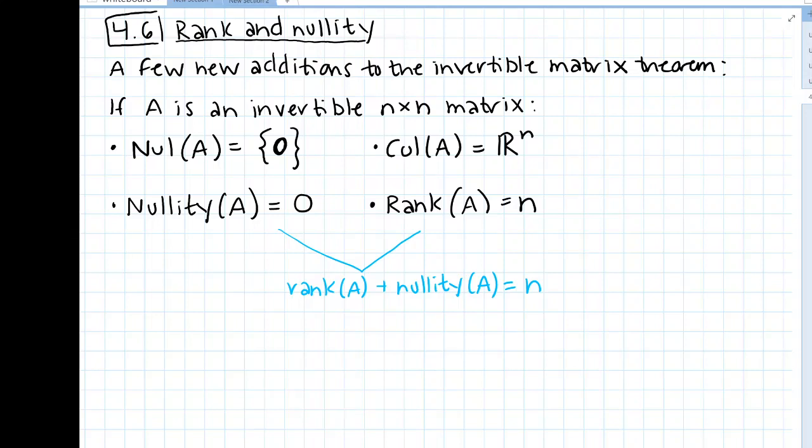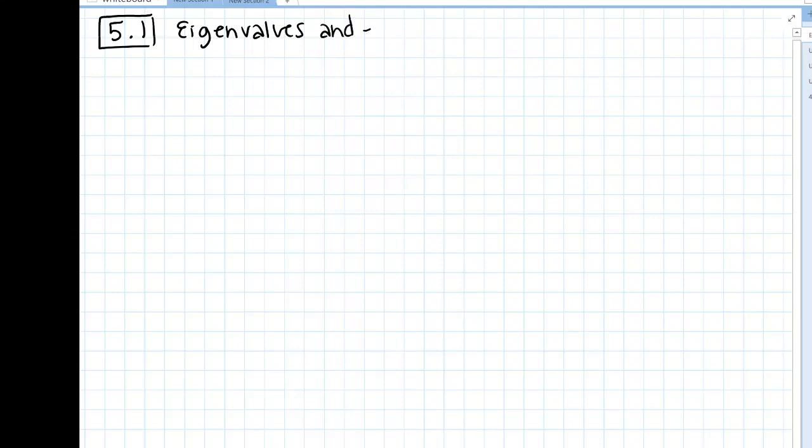So like I said, we're now going to move on to talking about something that, at least initially, is going to be kind of completely different. So we're back to talking about things that feel a little bit more concrete. Okay, so in your book, this is section 5.1, and we are talking about eigenvalues and eigenvectors. When we're talking about eigenvalues and eigenvectors, we're always going to be working with square matrices.